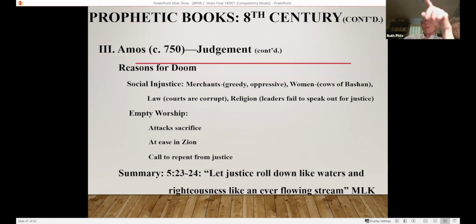Sorry, a little typo there. Here's the summary of this book. Let justice roll down like waters and righteousness like an ever-flowing stream. This is a very good example of Hebrew parallelism. He's saying the same thing in two lines. Let justice, which is the same as righteousness, roll down like waters, which is the flowing stream. So he's just saying, look, all that God is asking of you is that you create a society which is just, which is fair. So that's his message. And this was repeated over and over by Martin Luther King Jr.